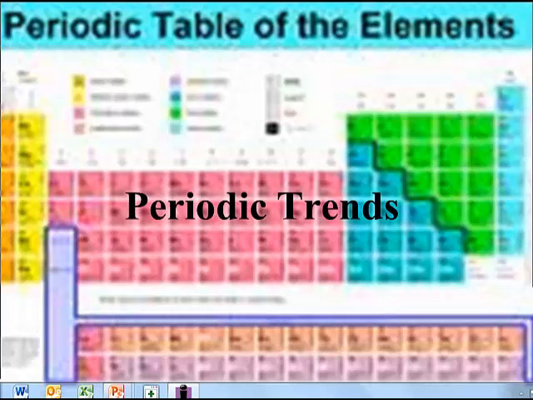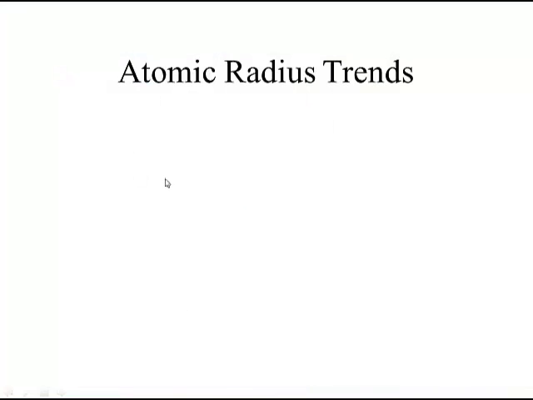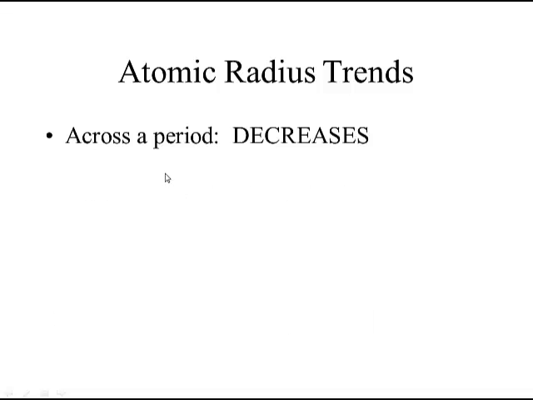Alright, so we've already talked about ionization energy and size a little bit. We're going to review those real quickly. First of all, atomic radius. As you go across the period, they decrease in size from left to right.